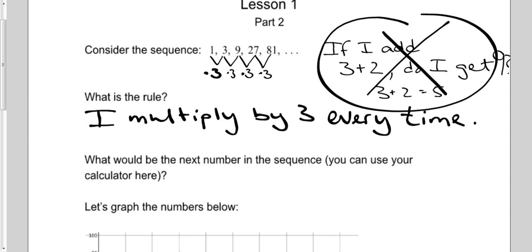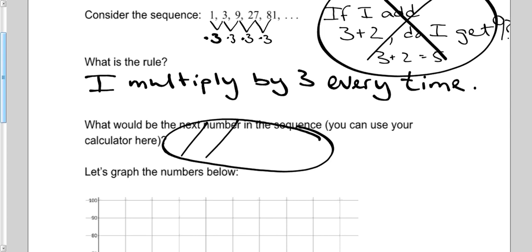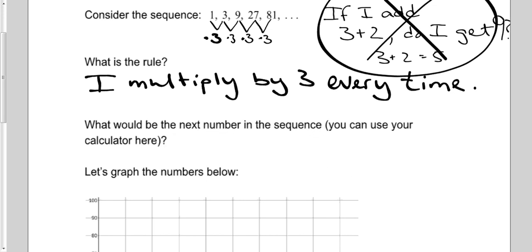Okay. Now, right here, I expect you to tell me what the next number in that sequence is. Again, if you don't have a number in this circled area, you are not going to get credit for your guided notes today. So, I want a number in there. Tell me what is the next number in the sequence. And then when you're done there, we will graph below.